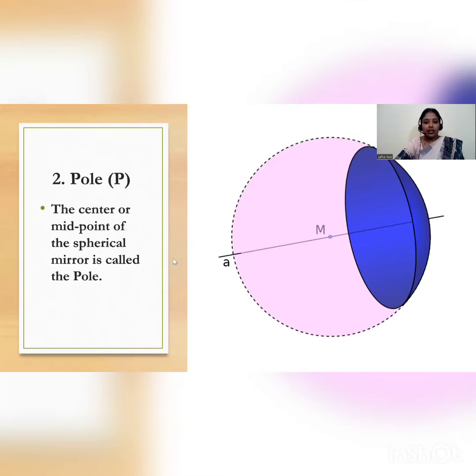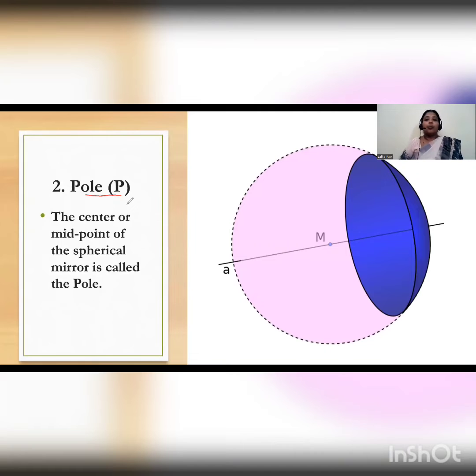Now next, the pole. This is also a very important term in spherical mirrors. The pole of a spherical mirror is the center or the midpoint of the spherical mirror. Don't get confused here. The center of curvature is this center, which is denoted by the letter C, and the pole is this center, which is denoted by the letter P. This is also known as the midpoint of the spherical mirror.